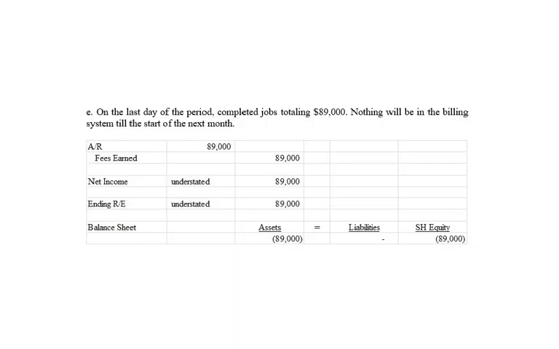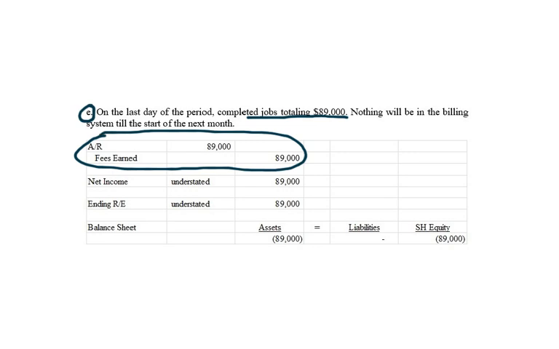And lastly, we have an example of an accrued revenue and what the impact of that will be. So again, last day of the period, we completed jobs totaling 89,000. Nothing's in the billing system until the next month. So this is what we should have booked. Again, that could also be fees receivable as well as accounts receivable. So AR debit, fees earned credit for 89,000.